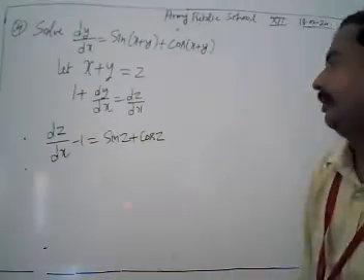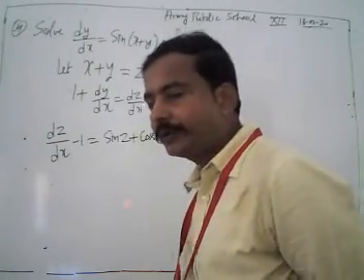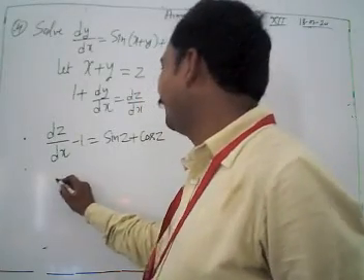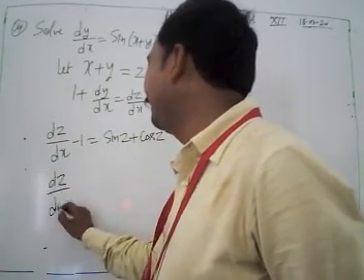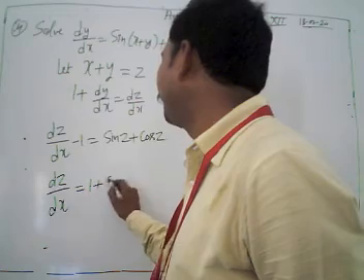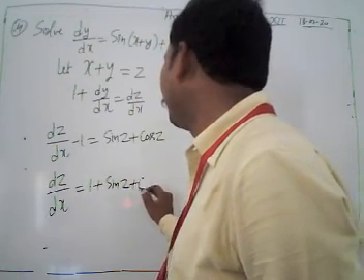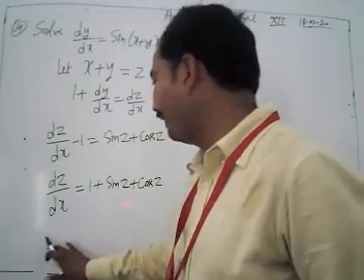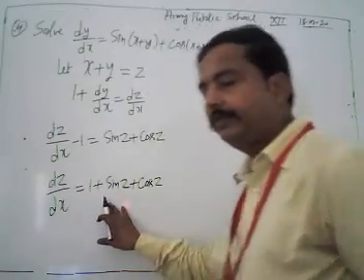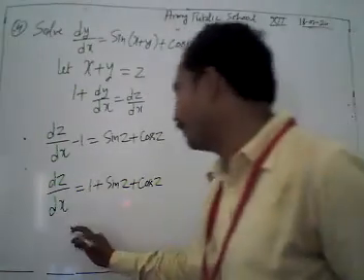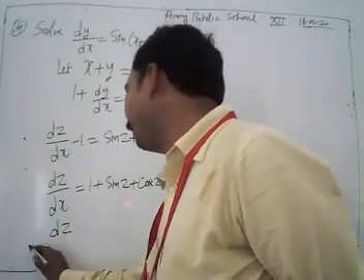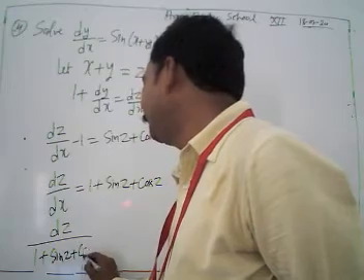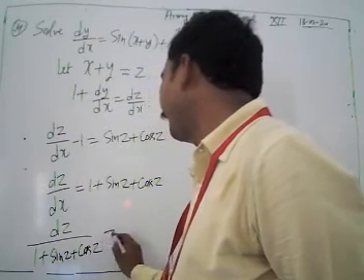Look, now from here we are able to separate our variables. Then we get dz/dx is equal to 1 plus sin z plus cos z. Now we apply our method and separate the variables. Then we have dz upon 1 plus sin z plus cos z is equal to dx.